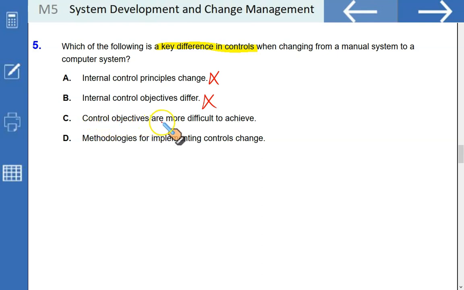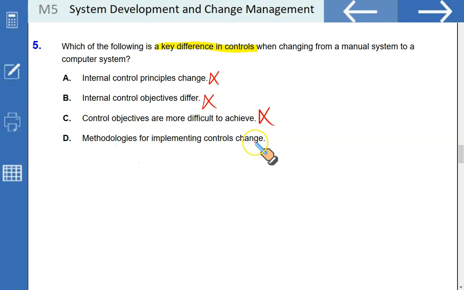C. Control objectives are more difficult to achieve. This is again incorrect, because it's not that always your control objectives will be difficult to achieve. Some of the objectives will be more difficult, and some will be easier, but almost always the specific controls will be different under the computerized system. So this statement is not completely correct.